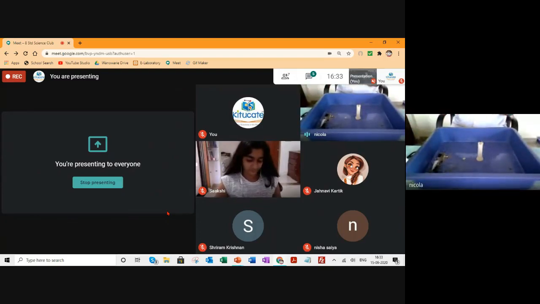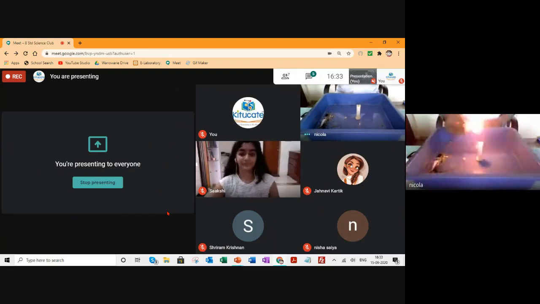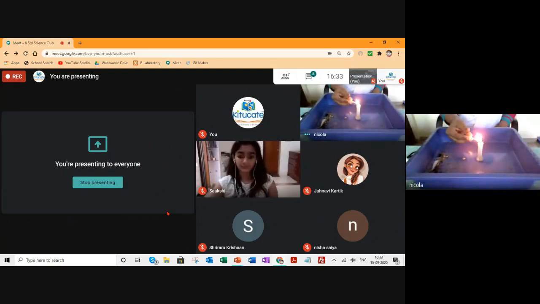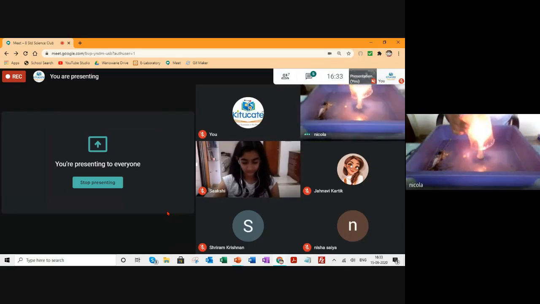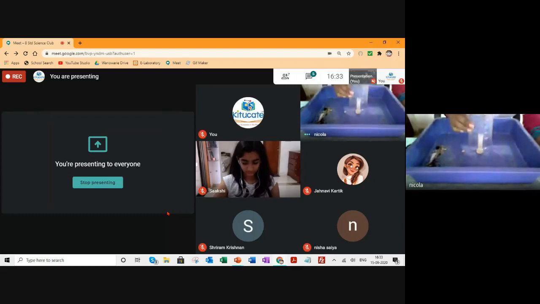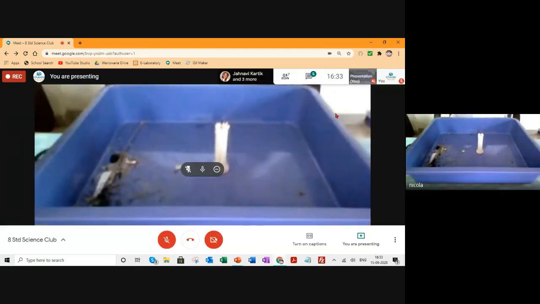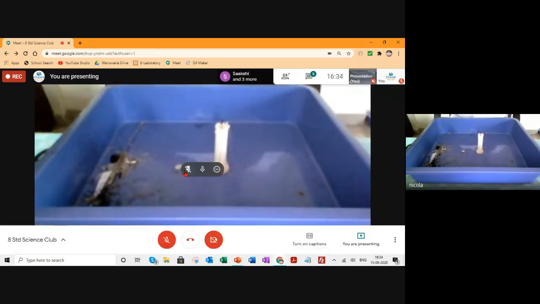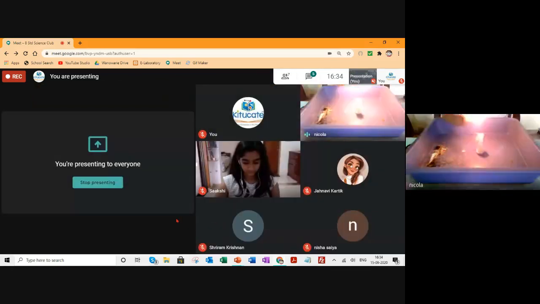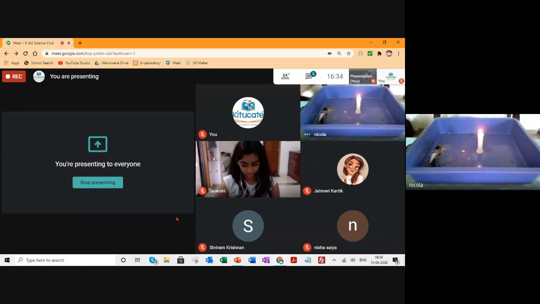So you have to light the candle. You have to use a glass tumbler. Now the candle is burning. Can you see completely? Okay, once more I'm showing you. I will block the passage of oxygen, okay? So the candle is burning, okay?